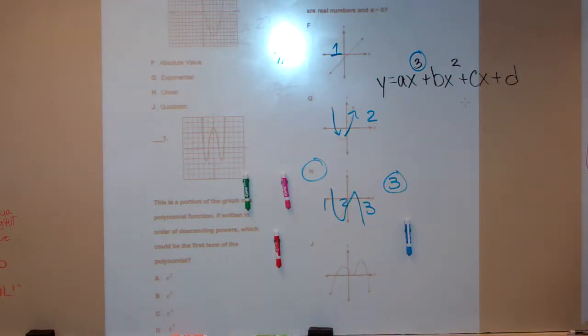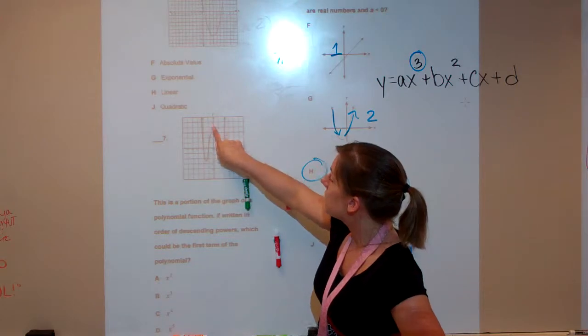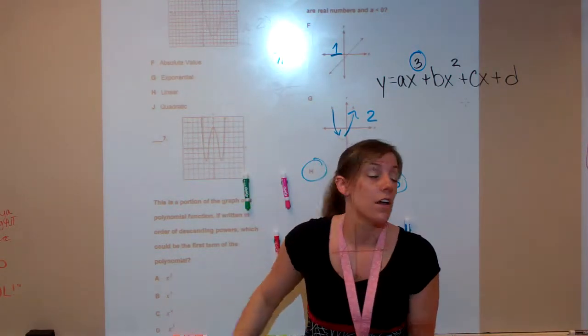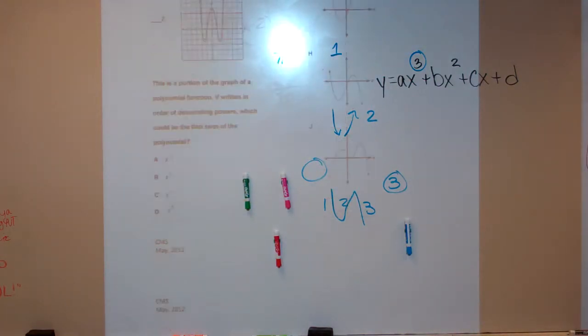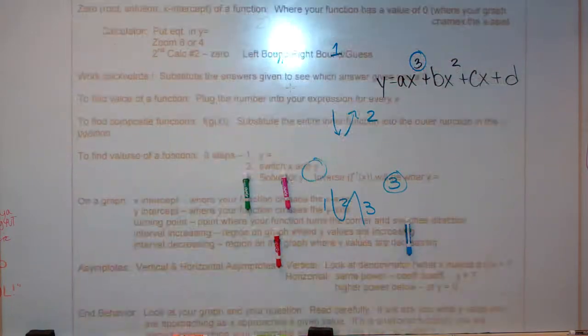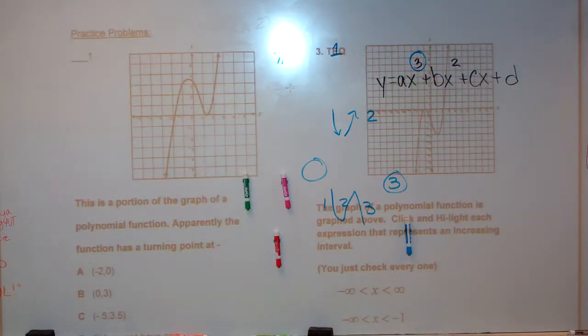Let's see. That would be the same thing like for this one. 1, 2, 3, 4 directions. So it should have an x to the 4th for the highest power. All right. What other questions do I remember?